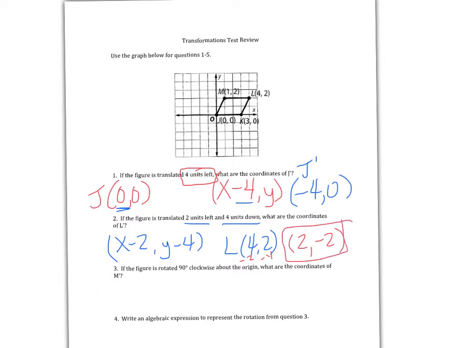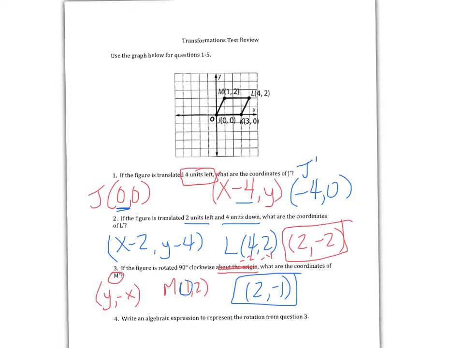If the figure is rotated 90 degrees clockwise about the origin, so some of you are a little bit concerned because it says about the origin. That just means we're going to go around the origin, which is the way we've done it every single time. So 90 degrees clockwise. The rule, if we look on our sheet, if you go 90 degrees clockwise, it's going to be y, negative x. And we're looking at M. So the original coordinates of M are 1, 2. So if I do y, and then the opposite of x would be negative 1. So those are my new coordinates.